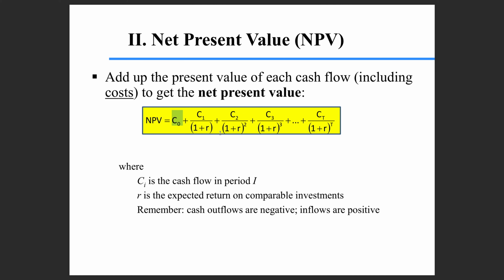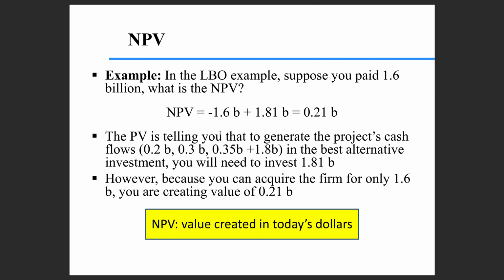So here's an example. Let's go back to our LBO and suppose that you will have to pay 1.6 billion for this transaction. What is the NPV? The net present value of this leveraged buyout is then $1.81 billion that you would be willing to pay for this firm, minus the cost that you actually paid, 1.6 billion. So the NPV is positive and is equal to $0.21 billion.